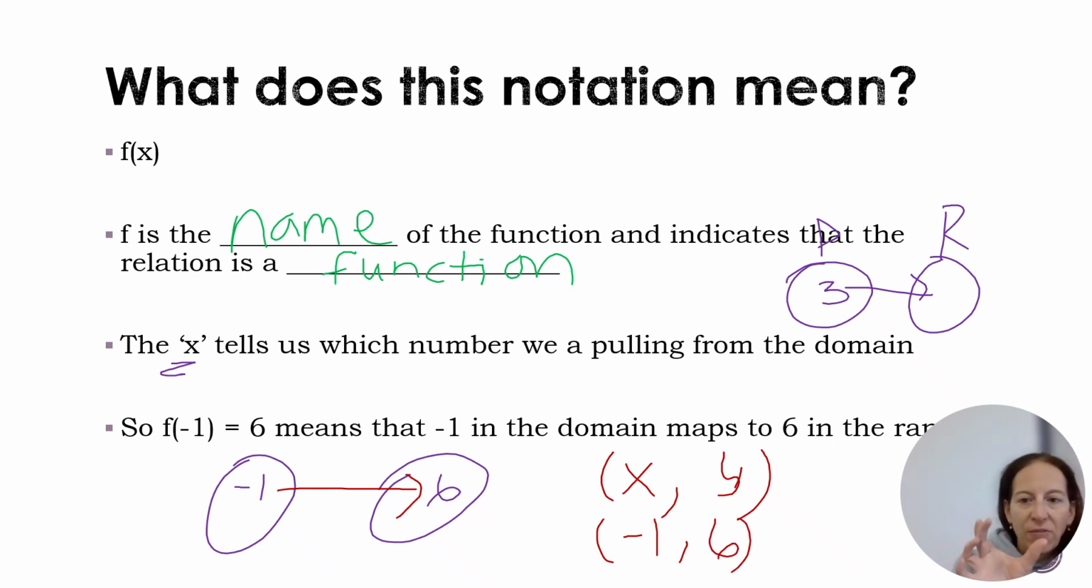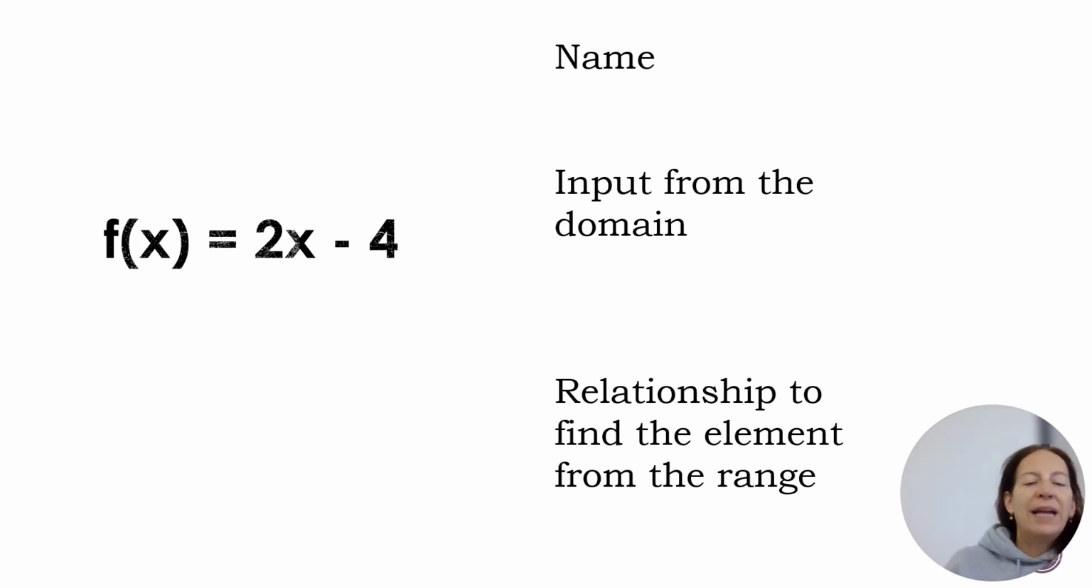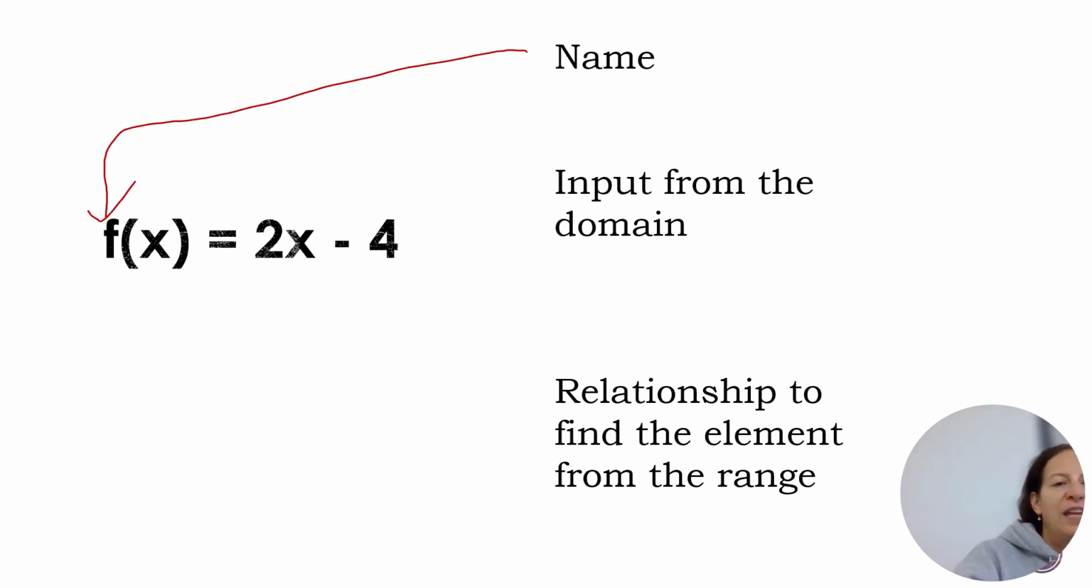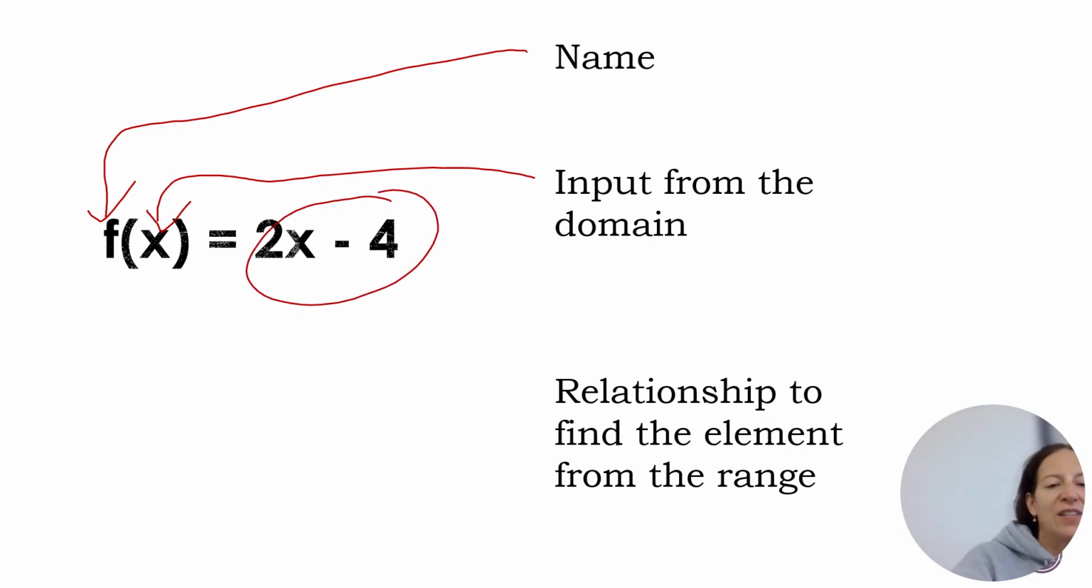So the thing in the parentheses tells you what you are pulling out of the domain, and then what it's equal to tells you where it went and mapped to in the other set. All right, and so this was intended to just be a match thing. You've got the name, the input from the domain, and then the relationship to find the element from the range. It tells you what you need to do.